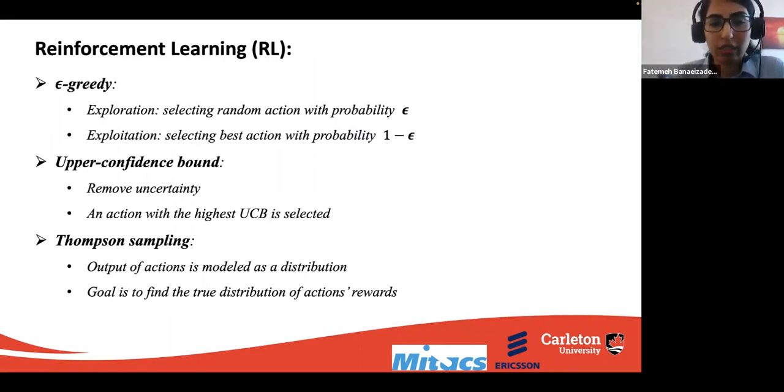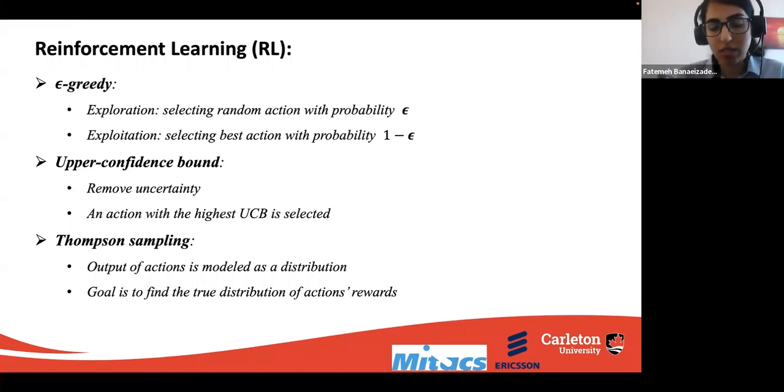About epsilon greedy. Epsilon greedy works based on a variable called epsilon. The value of epsilon is between 0 and 1. We cannot define a specific value for epsilon, because for each scenario, a different epsilon value can be better. For example, for my scenario, 0.1 can be the best value, but in another scenario, another value of epsilon can be the best.